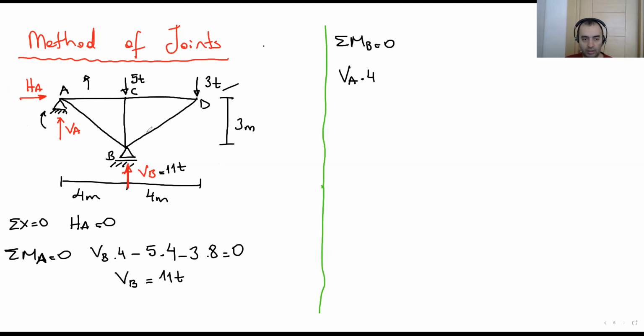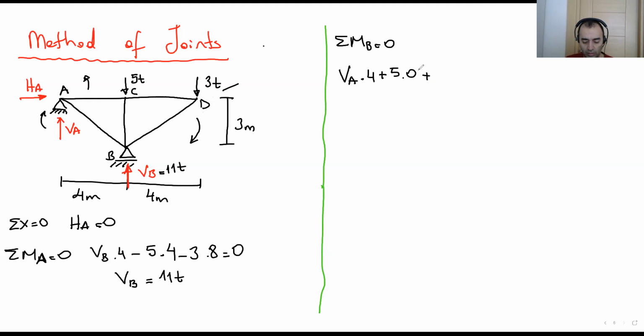Okay, here 5 tones. 5 tone is in the same axis with the point B. That's why its moment is 0, because the distance is 0. Let's do it. 5 times 0. And here we have 3 tones. 3 tones rotate the system in this direction. When we compare with the first assumption, it's in the positive direction.